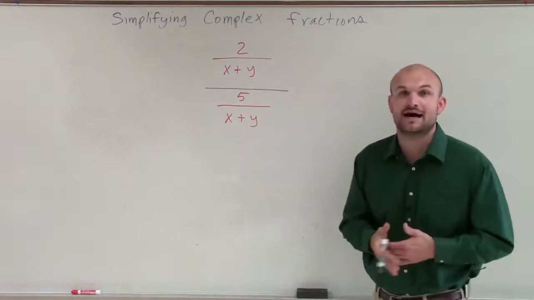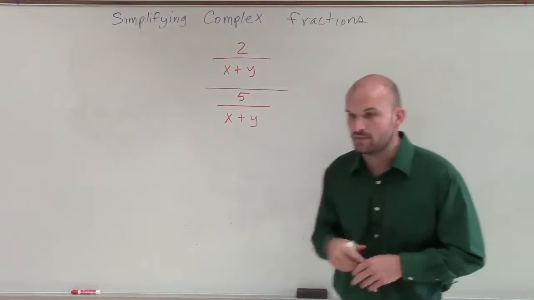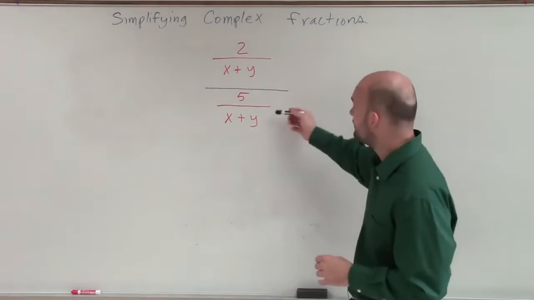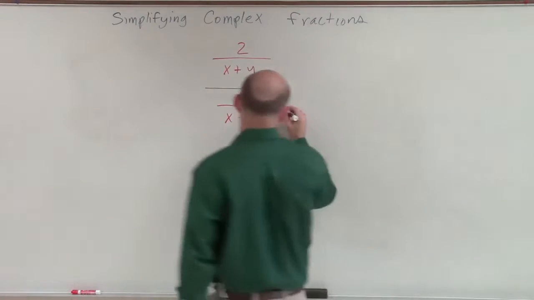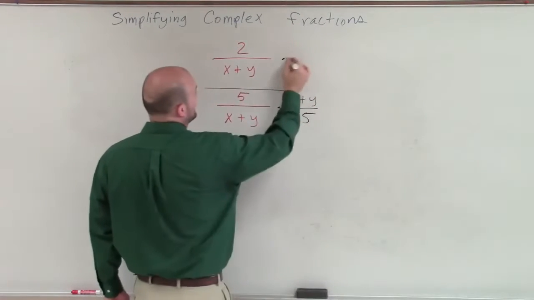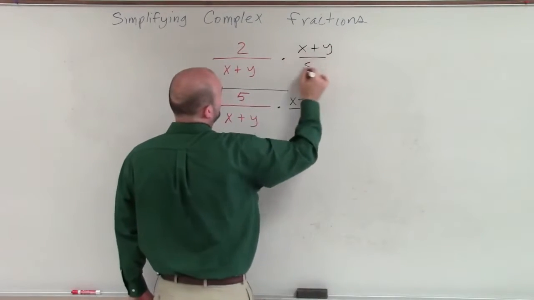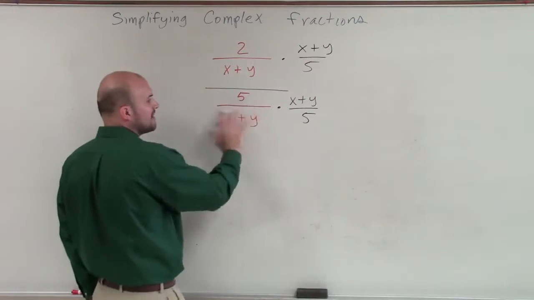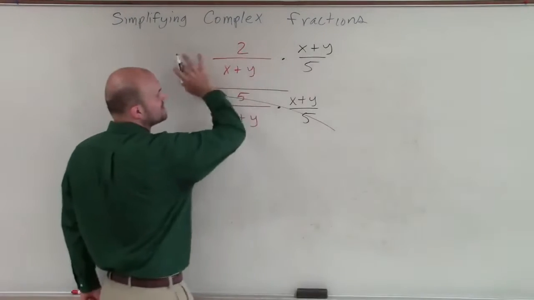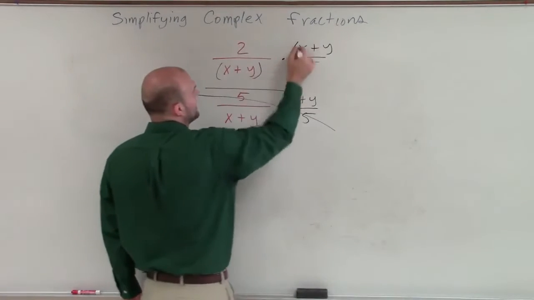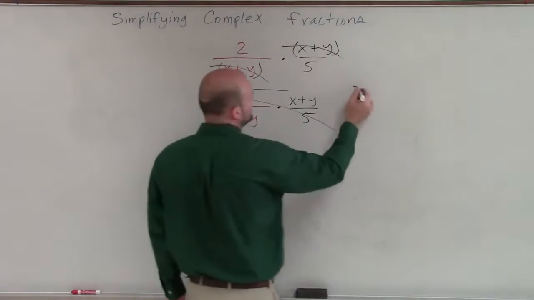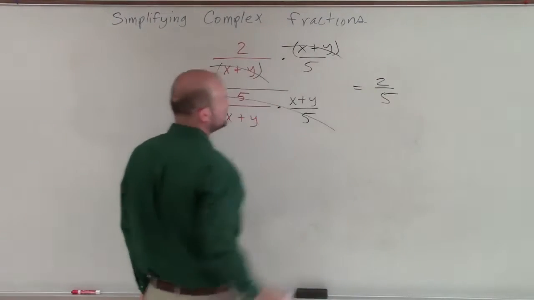When we have a fraction in the denominator or a fraction in the numerator, we just want to multiply by the reciprocal, right? So we could multiply by the reciprocal of this, which would be x plus y over 5 times x plus y over 5. Well, any fraction multiplied by its reciprocal multiplies out to 1. Here, since we only have multiplication going across, x plus y will divide out with x plus y, so we're just left with 2/5.